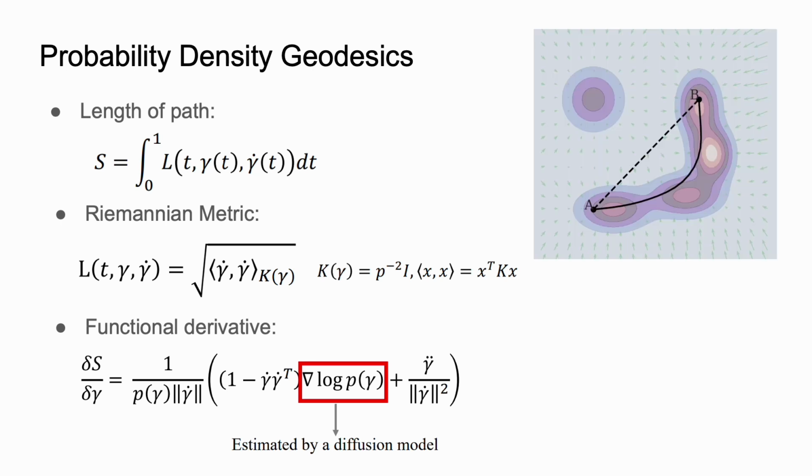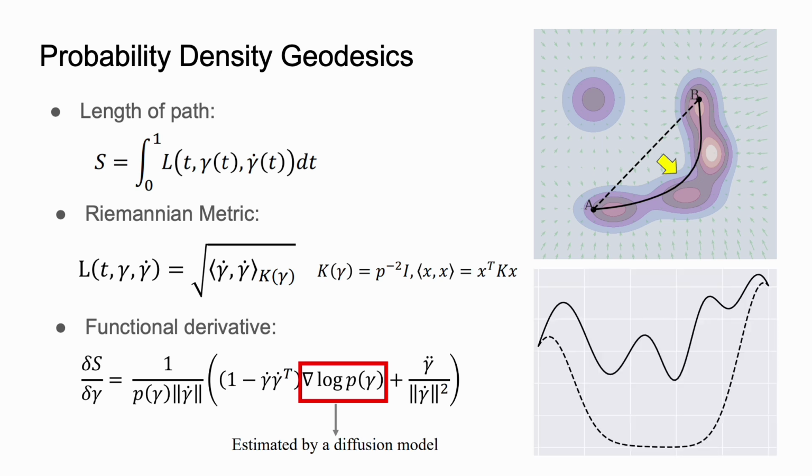Here is a 2D toy example. Starting from a straight line, we perform the optimization, and the path is pulled towards regions of higher density. We also visualize the probability density along the path and observe a clear increase after the optimization.